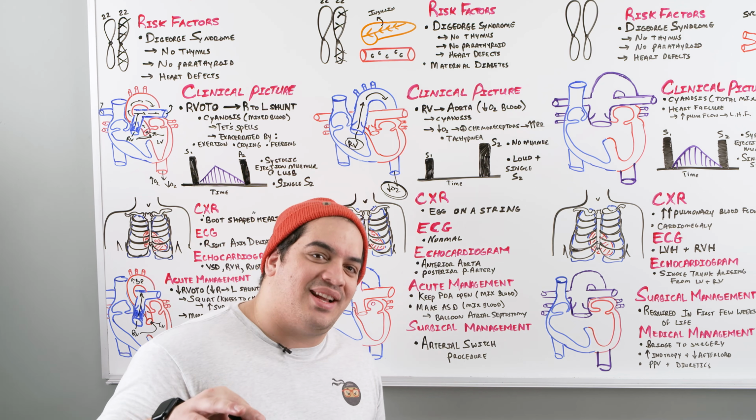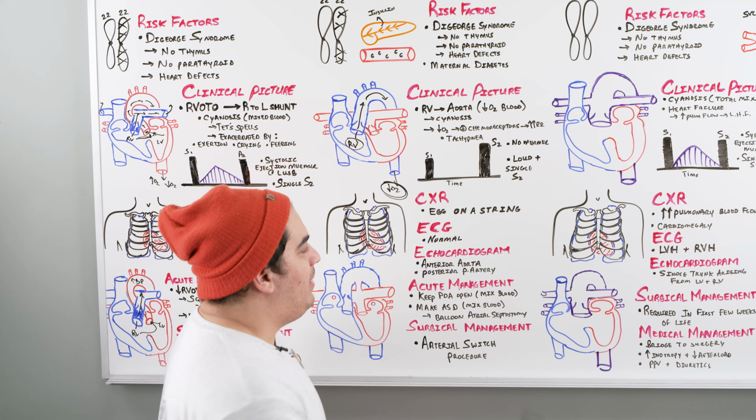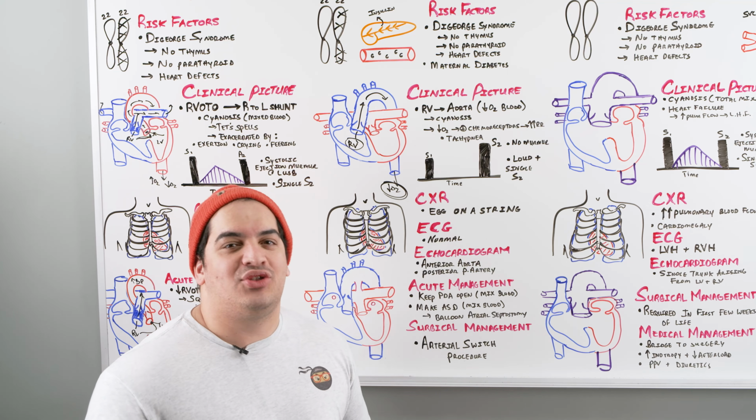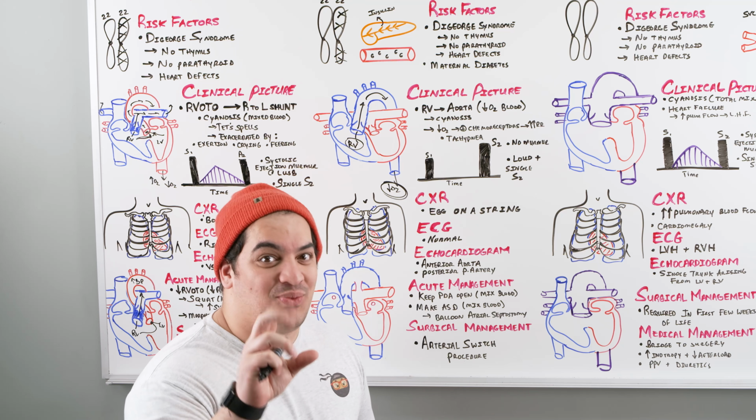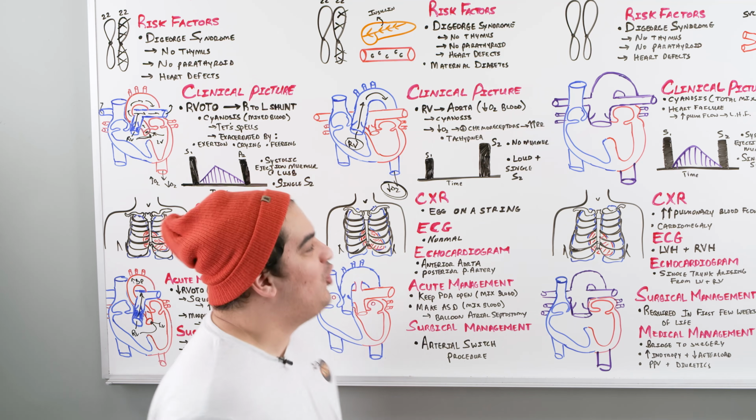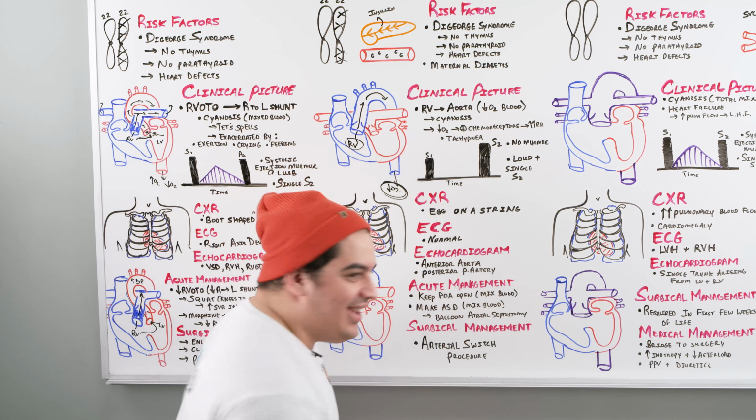But what could we see on the chest x-ray? What could we see in the EKG? Big thing, EKG tends to be normal. Nothing really super obvious on this one, but for the chest x-ray, you have to remember that big buzzword term. What is that buzzword term? We use the term egg on a string in this situation.